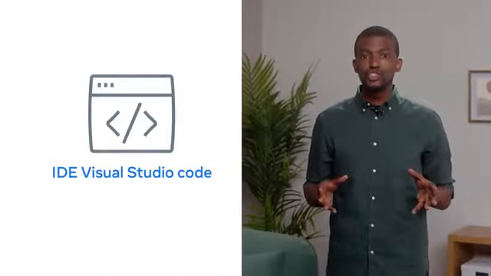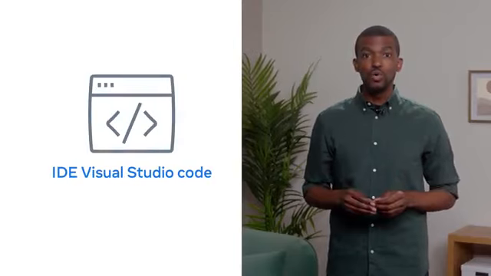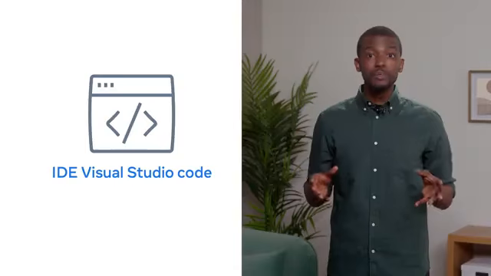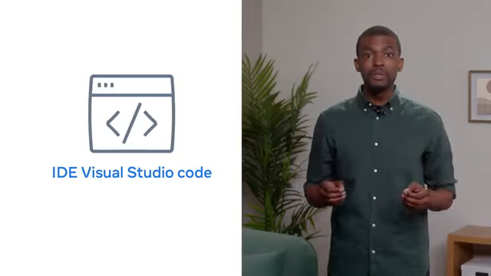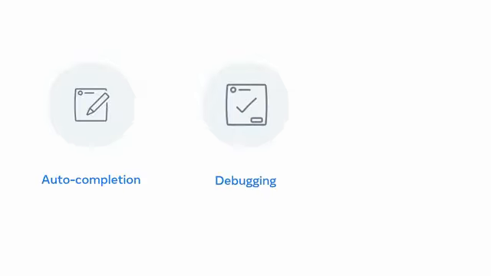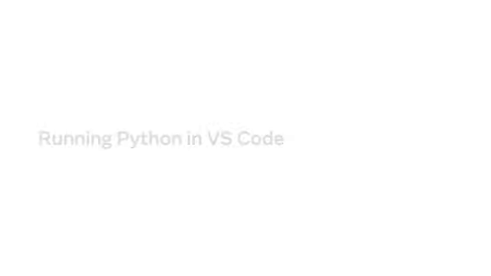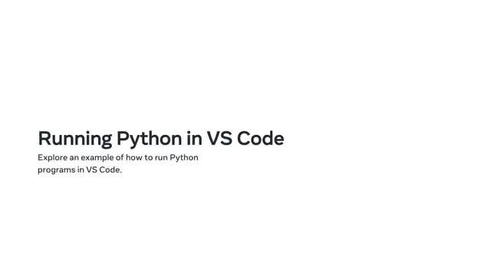VS Code is a better choice than using the Python shell or running it directly from the terminal because, besides including both of these options, it comes with a plethora of additional improvements that make coding in Python a better experience. Visual Studio Code also offers features such as auto-completion, debugging, code syntax highlighting, whitespace, and indentation helpers. I'm now going to demonstrate the different ways that you can run Python programs in VS Code.